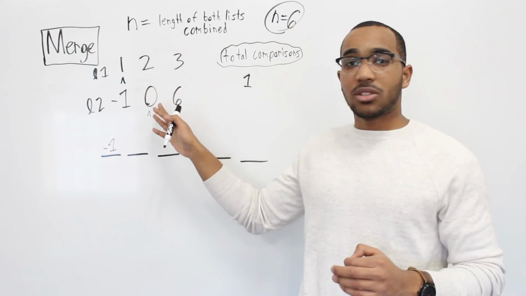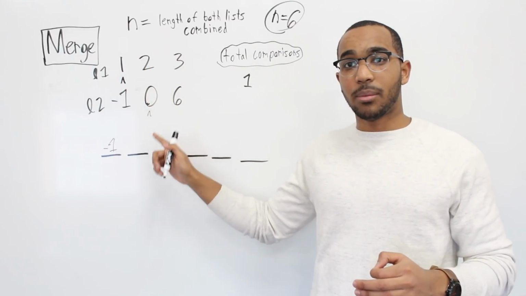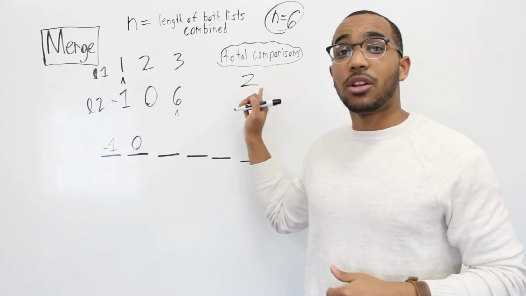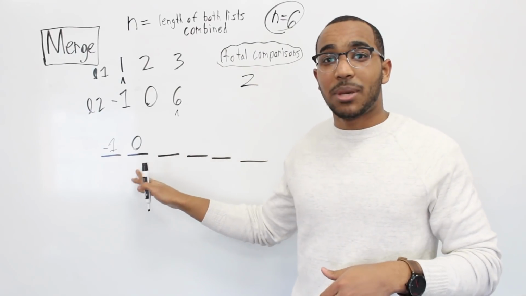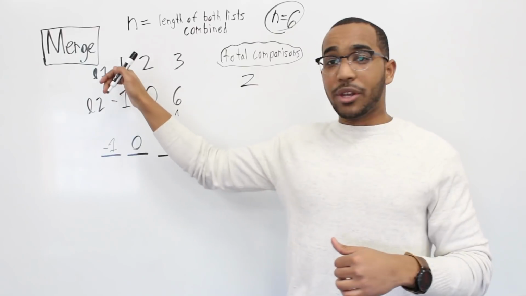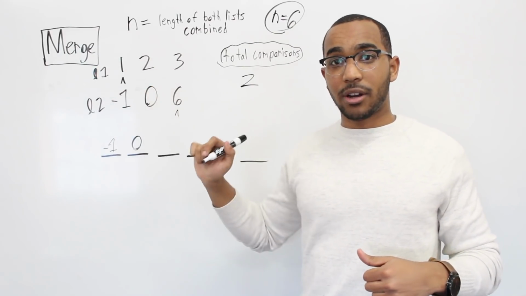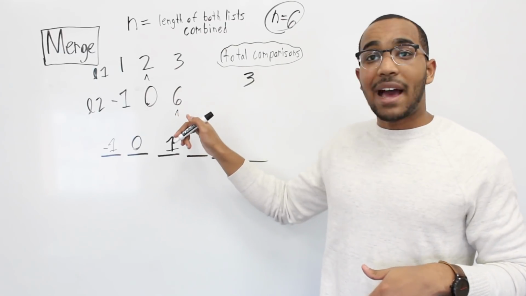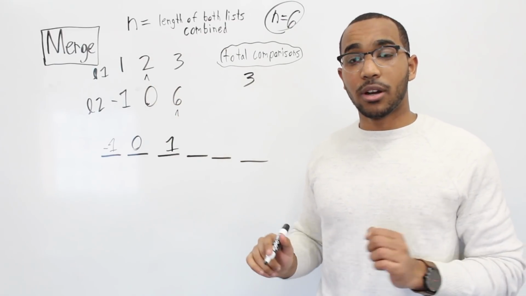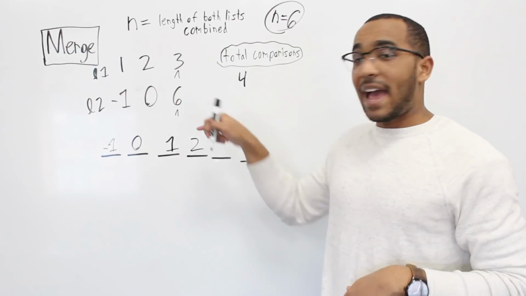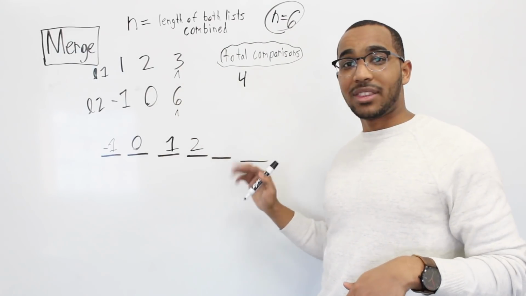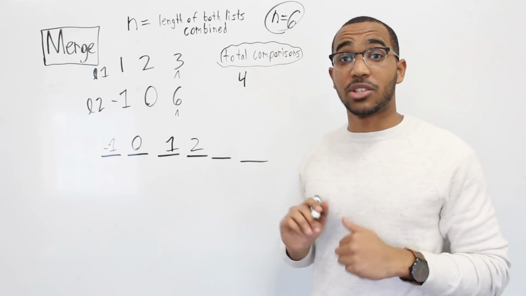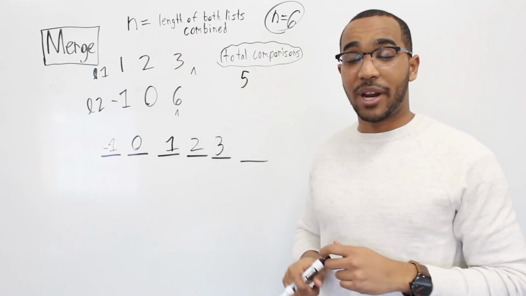So what we do is 0 versus 1, 0 is the winner, place the 0, and advance. How many comparisons so far? We've done 2 comparisons, we put a placement, and we advanced. So now we do 1 versus 6. 1 is the winner. We've done 3 comparisons, and this is where our list stands. So now 2 versus 6. 2 is the winner. We have done 4 comparisons, and we're at this state right now. So we compare 3 and 6. 3 is the winner. Okay, we've done 5 comparisons now.